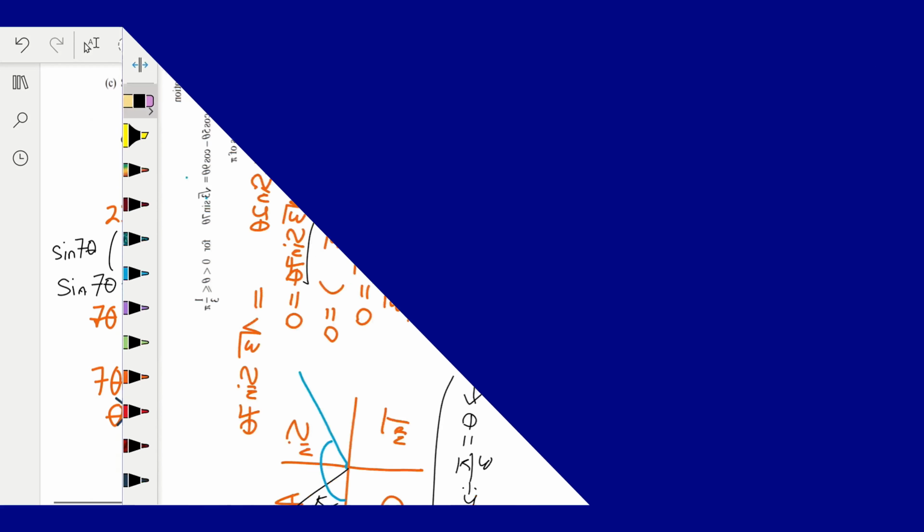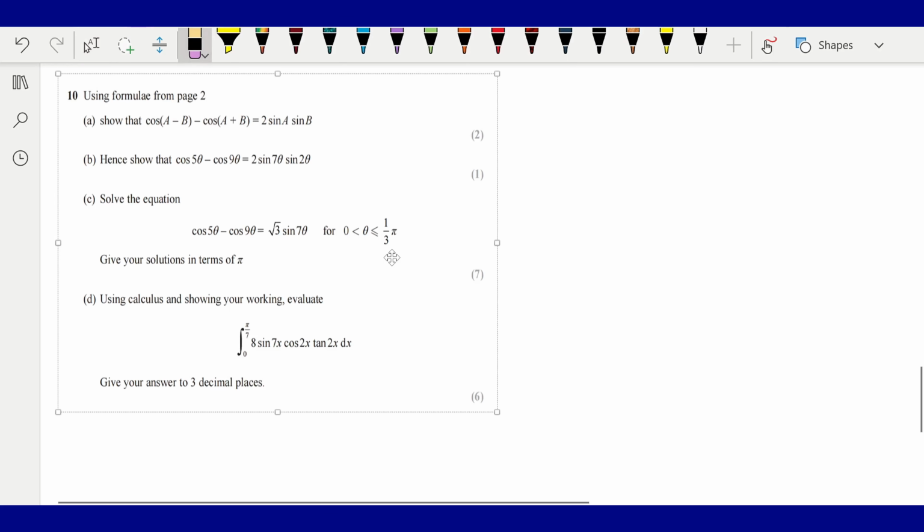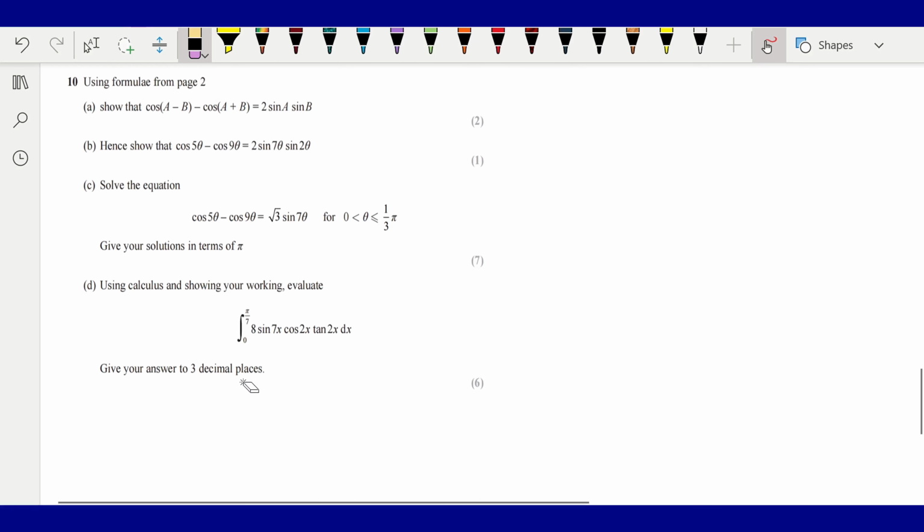Let's now move on to D. Question D says, using calculus and showing your working, evaluate the integration of this. Give your answer to 3 decimal places. So now we see sine 7x is similar to this, but this part is not, and there's tan, so we have to modify the tan into sine and cos. So we know that tan 2x equals, tan is sine over cosine, right?